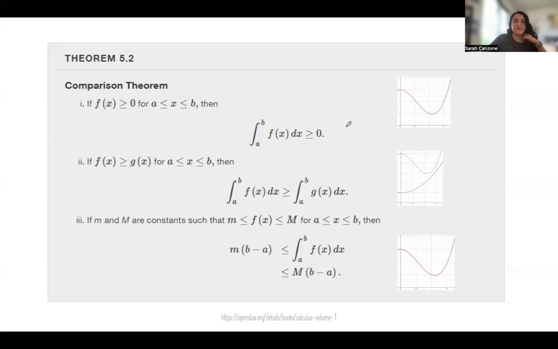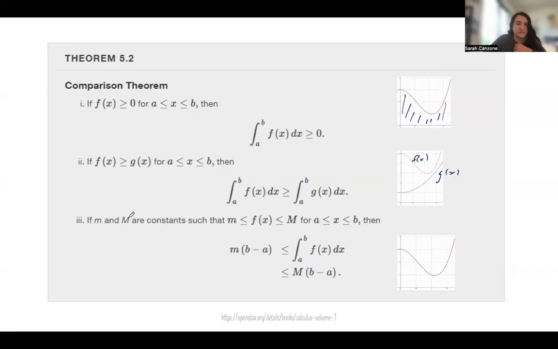So if your function's positive, obviously the area under the function is also going to be positive. That makes sense, right? So from a to b of this function, obviously this is all positive. Now, if you're looking at two functions, f is greater than g on your interval, then obviously your area of f is going to be greater than your area of g. So if this top one is f of x and the bottom one is g of x, obviously the area under this curve is going to be greater than the area under that curve.